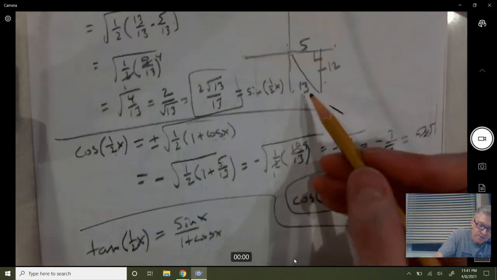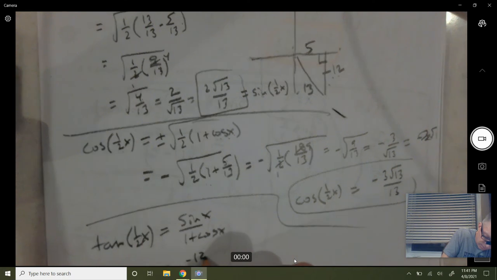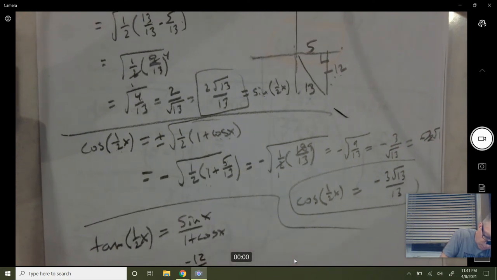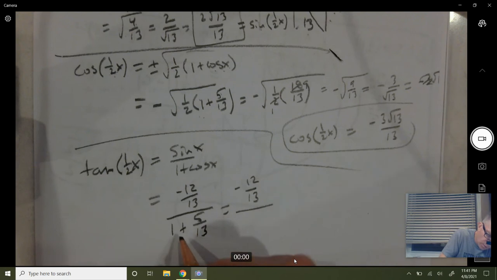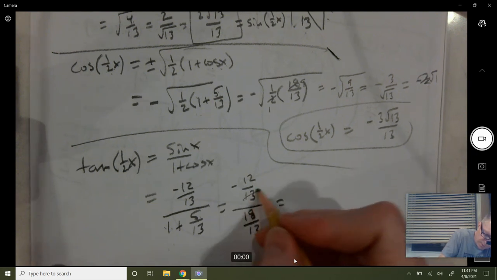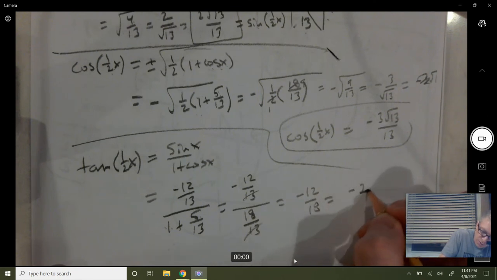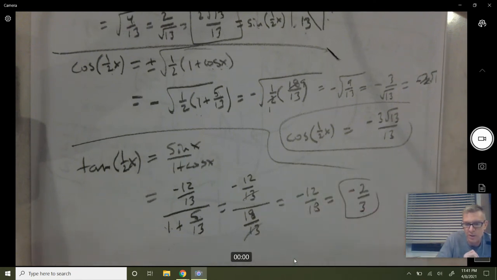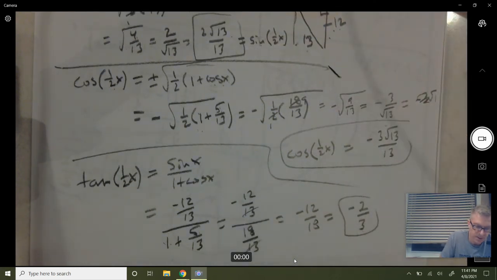Now we drew x over here. Sine x is -12/13. Then 1 plus cosine x, 5/13. So we get -12/13 over 13/13 plus 5/13 is 18/13. The 13's cancel. You get -12/18 or -2/3, which is what we said we should get if we did sine of 2x over cosine 2x. Okay?